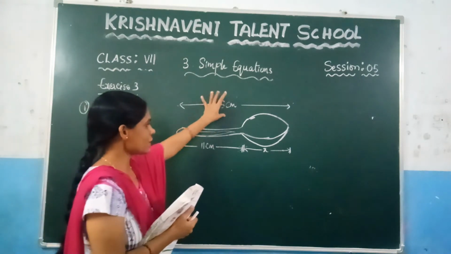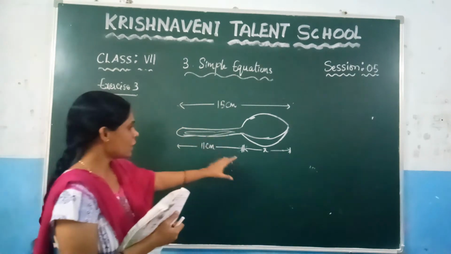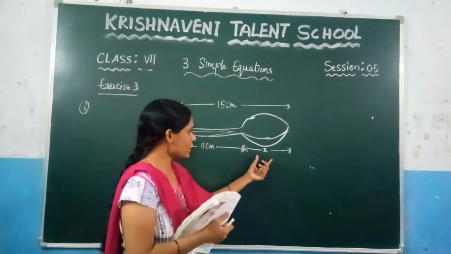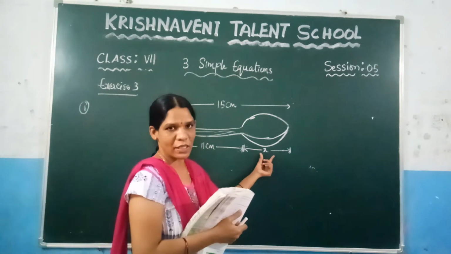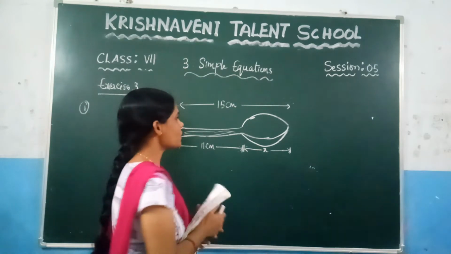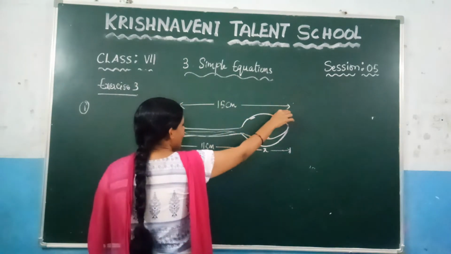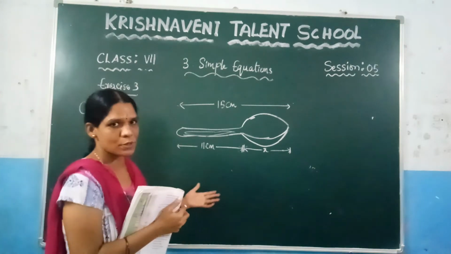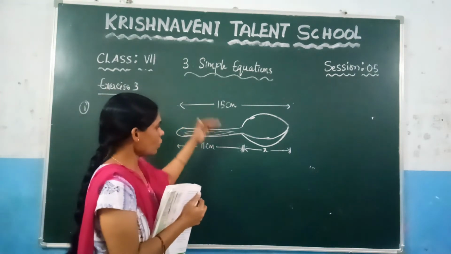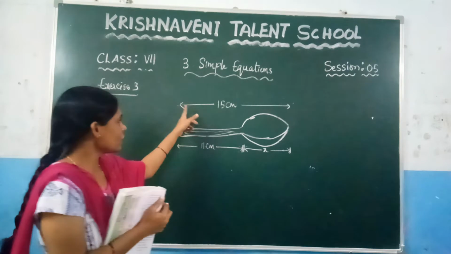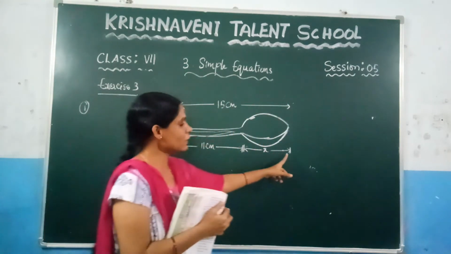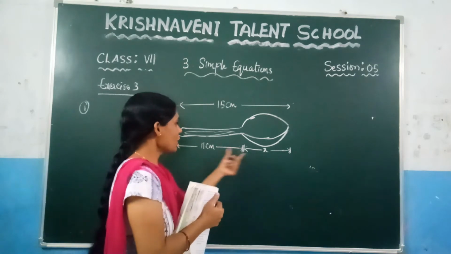The same length is divided into two parts, and up to this they have given the length as x, and they ask you to find the value of x. Clearly you can observe that this total length and this total length are the same because they represent the same spoon. The length above and below are both the same. Here the total length is given as 15, and here they have given it as 11 plus x.